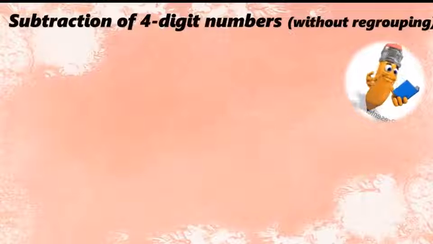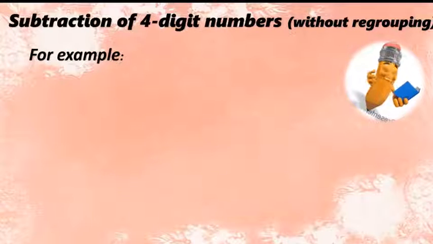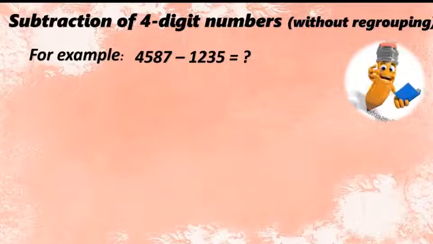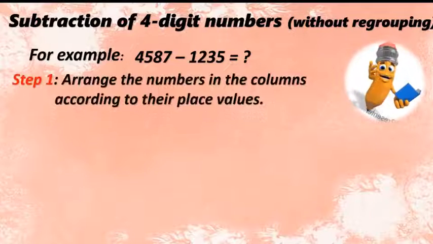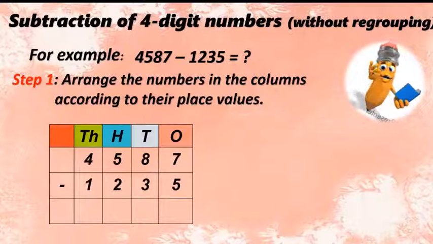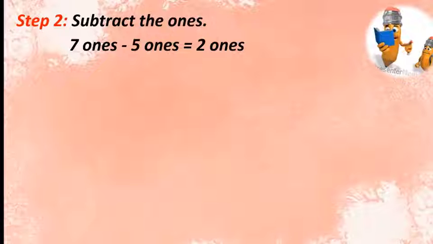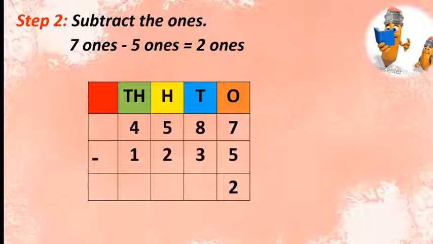Let us discuss about the subtraction of four-digit numbers. For example, we subtract 1235, which is the subtrahend, from 4587, the minuend. Step 1. Arrange the numbers in the columns according to their place values as shown on the screen. Step 2. Start subtracting from the ones column. That is 7 ones minus 5 ones is equal to 2 ones. So write 2 in the ones column.